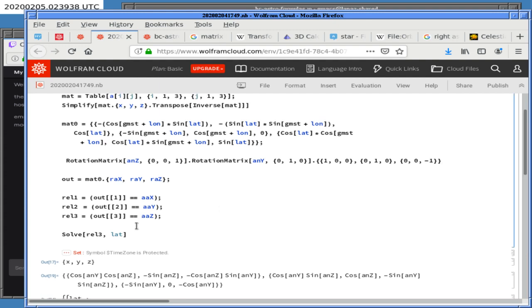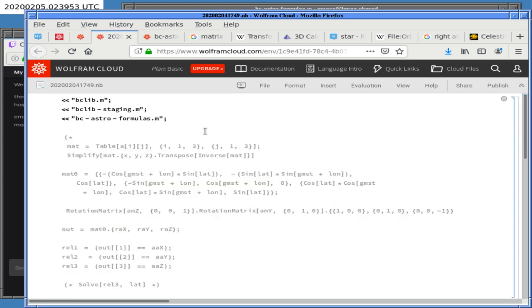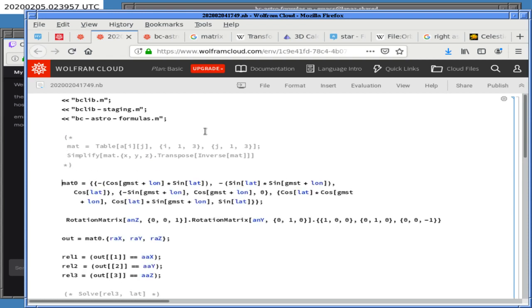And actually, we do not need this anymore. And we do not need this wonderful proof of matrix transposition and inversion. Okay. So. Okay. All right, Pomodoro, back in 2 and 2.